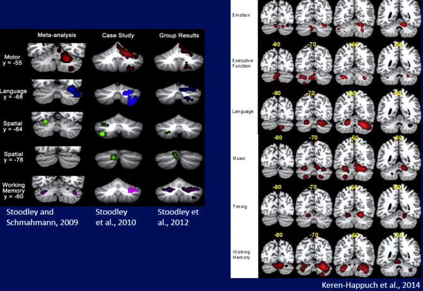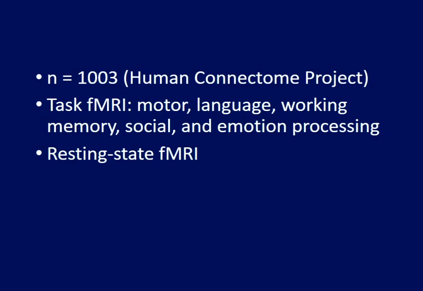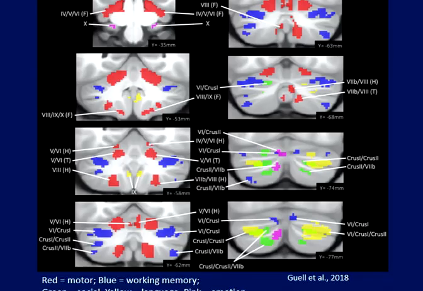The new data that I want to show to you today includes over 1,000 participants from the Human Connectome Project. We looked at task activity data from both motor and non-motor processes, as well as resting state functional connectivity in the same group of subjects. The first new finding here is a confirmation in the largest data set analyzed to date that there is indeed a functional topography within the cerebellum. Some areas of the cerebellum are more involved in motor function, which is shown here in red. Other areas of the cerebellum are specifically involved in distinct aspects of non-motor processing, such as working memory shown in blue or emotion processing, which is shown in pink.